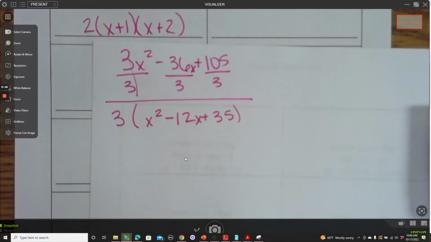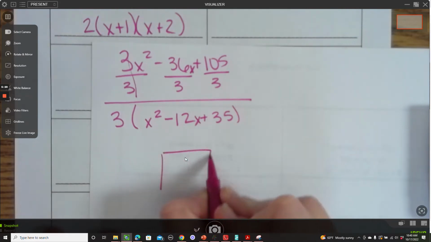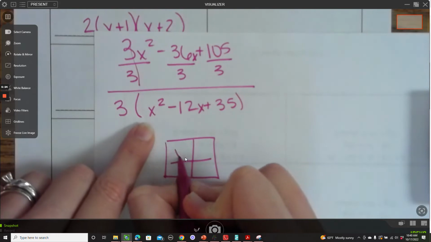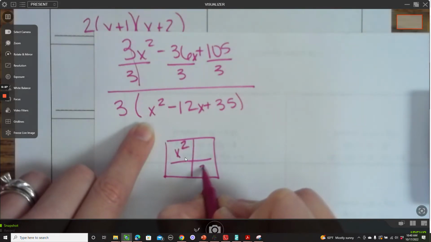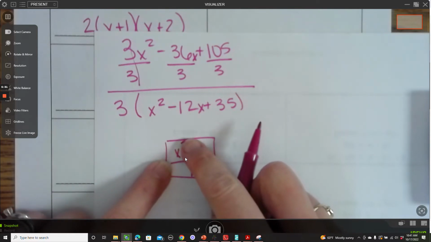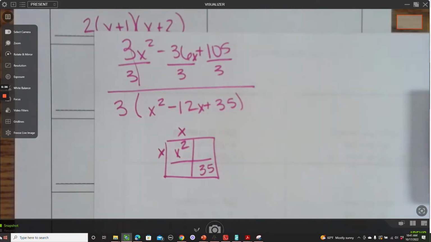Okay, so the 3's already been factored out. So I'm going to use the box method. For sure what you know in the box method is the x squared is going to go here and the 35 is going to go here. What two things multiply to give you x squared? x and x. So you know this is x and x. All right. What two things can I multiply together to get 35?